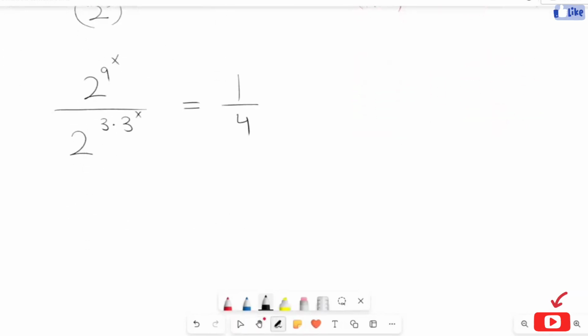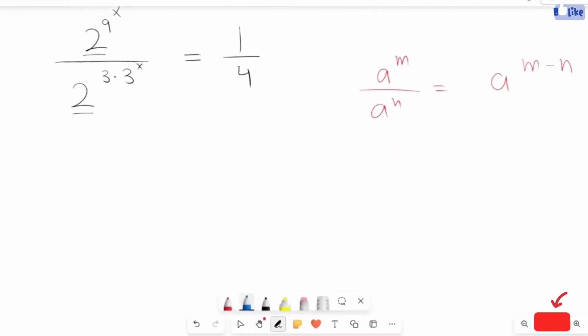Again, here I am going to use an exponential rule, because here we have the same bases. The exponential rule is a raised to the power m over a raised to the power n is equal to a raised to the power m minus n. So this equation turns to 2 to the power of 9^x minus 3 times 3^x is equal to 1 over 4.